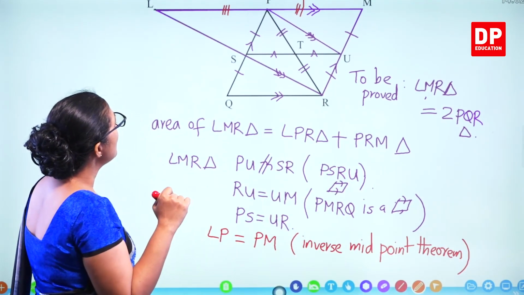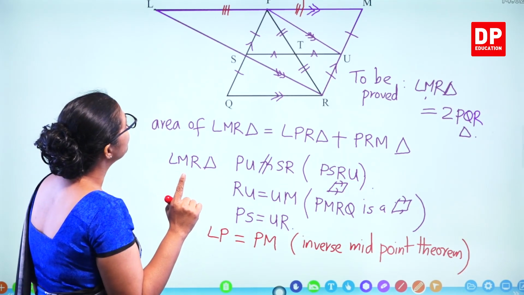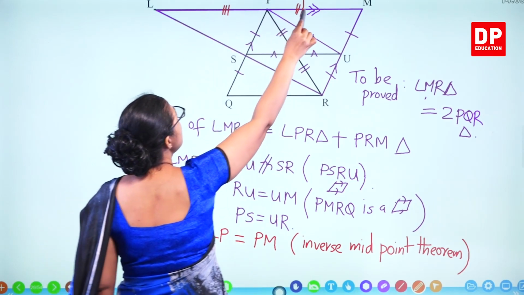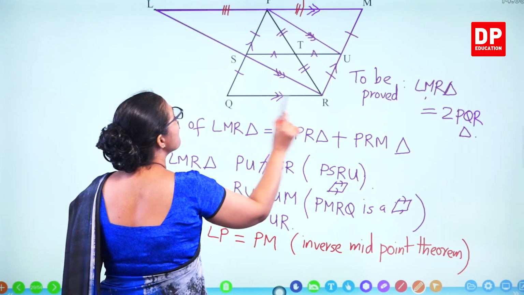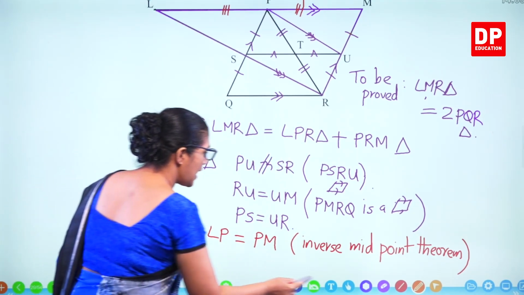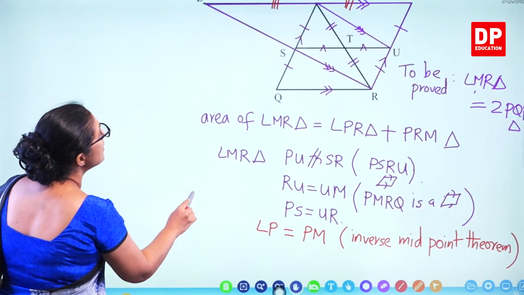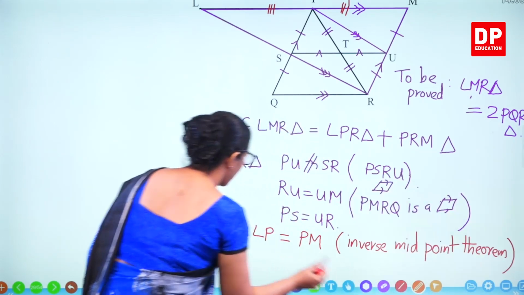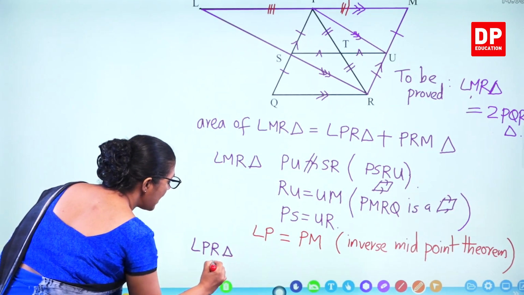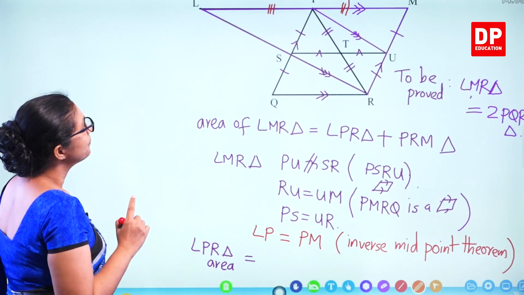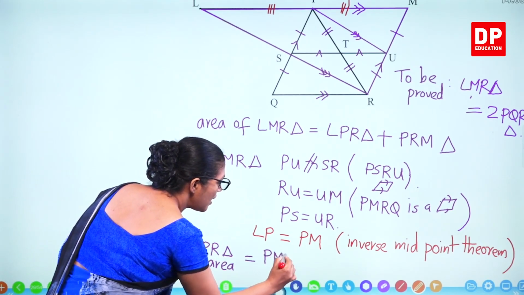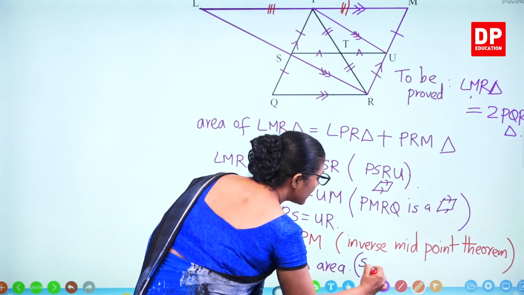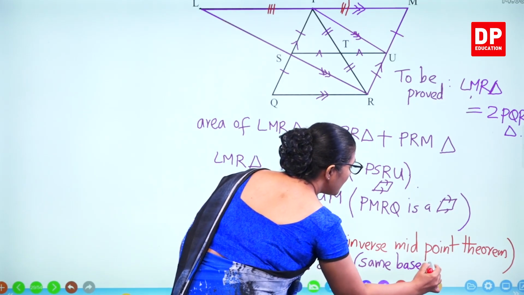Now we know that this is equal. So what can you say about the areas? Same base and this is the perpendicular height. Height is the same. So area is the same. So you can say the two areas are equal. So LPR triangle area is equal to PMR area. So two areas are equal because of same base and height.